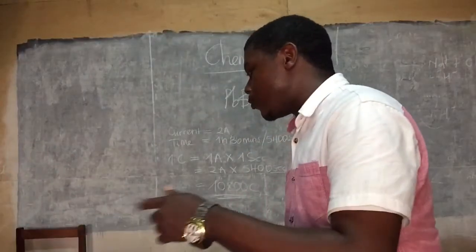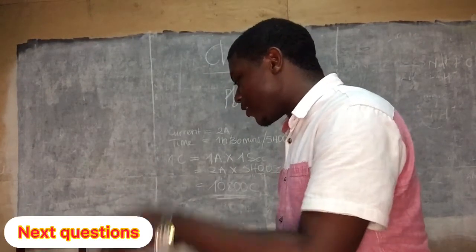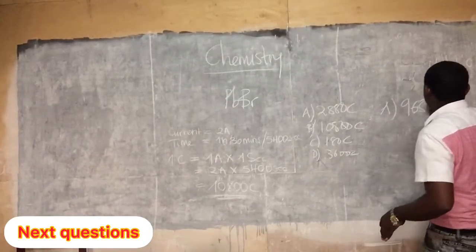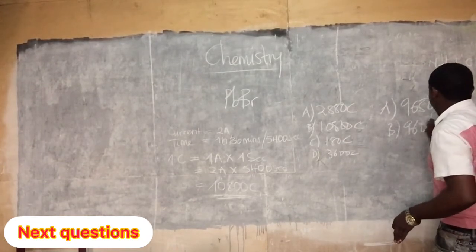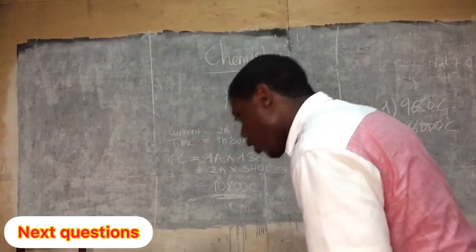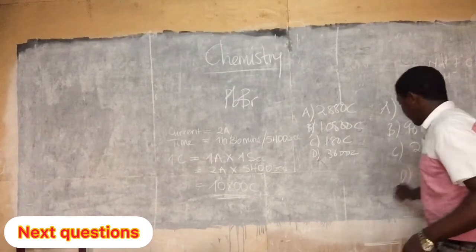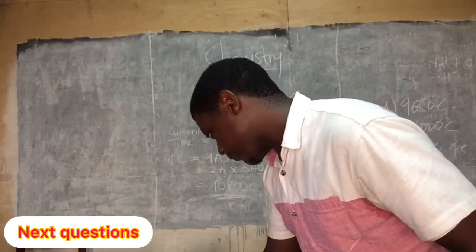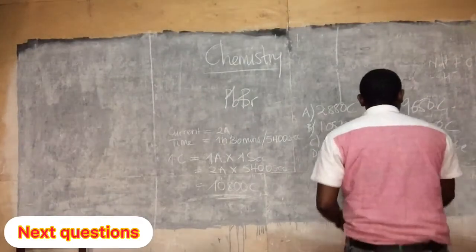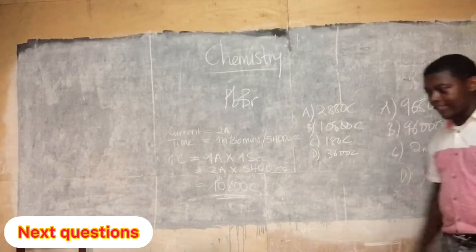1 Faraday is equal to: A. 9,650 coulombs. B. 96,000 coulombs. C. 2 mole of electrons. D. Half a mole. Which one is the answer? B, 96,000.